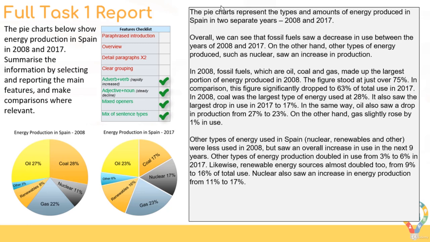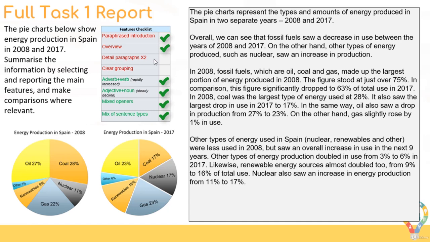So let's take a read back through. The pie charts represent the types and amounts of energy produced in Spain in two separate years, 2008 and 2017. Overall, we can see that fossil fuels saw a decrease in use between the years of 2008 and 2017. That's my fossil fuel sentence. And the other types? On the other hand, other types of energy produced, such as nuclear, saw an increase in production. Okay, so that's definitely these two boxes ticked.